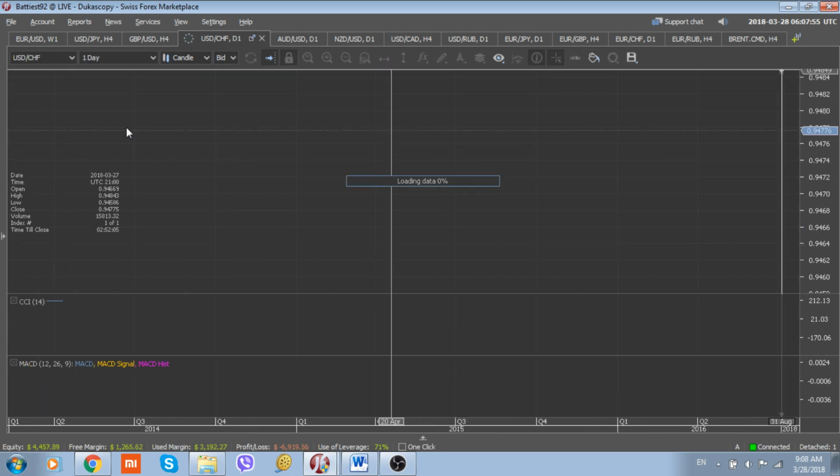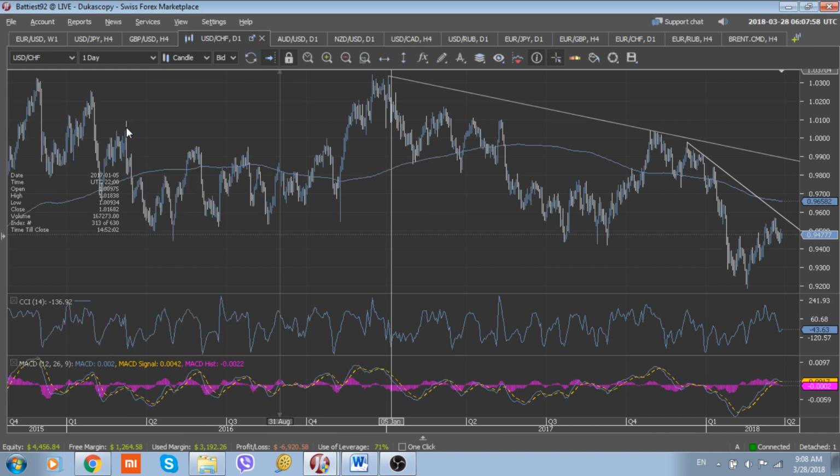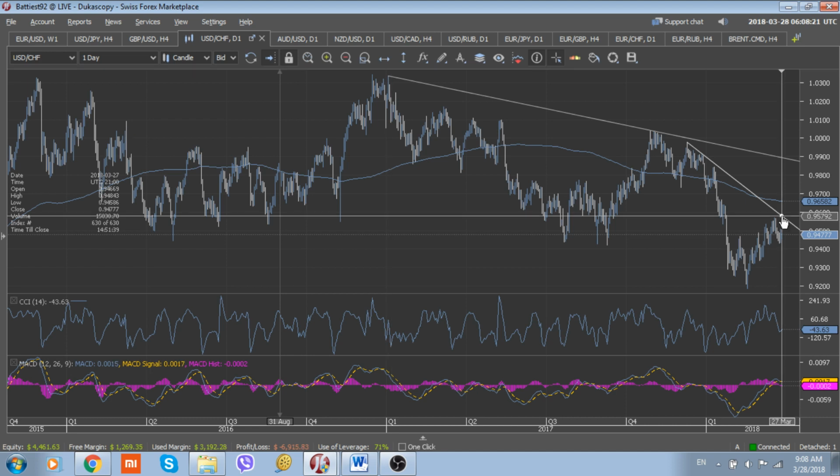And also we can support our view by the fact that we still keep the price of dollar Swiss below the moving average 200 daily line, which lies today at 0.9658. Also, we still trade below the short-term downtrend, which is located around 0.9570. While below this line, we still keep our short-term strategy.